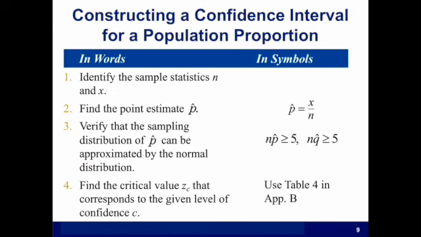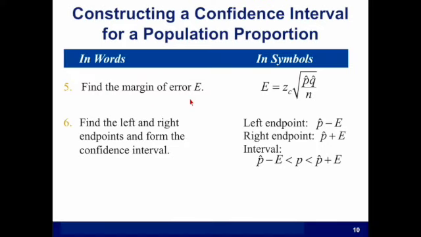Once you know that, you need to find the critical value c that corresponds to a given level of confidence. To do that, we use the standard normal table again. Then you need to find the margin of error. The margin of error is made up of two pieces. It's a product of the critical value and this value here. Remember, this value represents an approximation of the standard deviation of the distribution of the sample proportions.